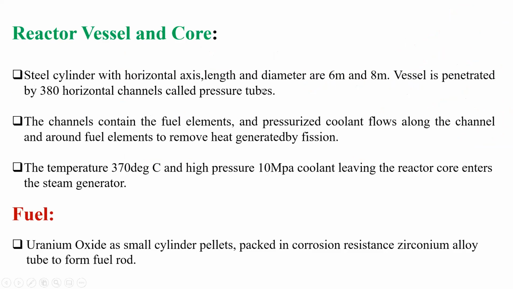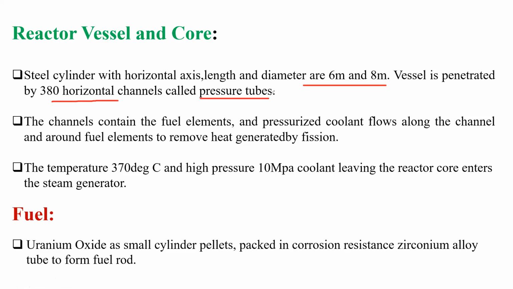Now the next point is the reactor vessel and core. I mention this here because this reactor vessel is quite different from the pressurized water reactor and boiling water reactor. As you see in the diagram, the reactor vessel is like a steel cylinder. Its length and diameter are 6 meters and 8 meters. The vessel is penetrated by 380 horizontal channels called pressure tubes. So as you see in the diagram, there are many pressure tubes present.